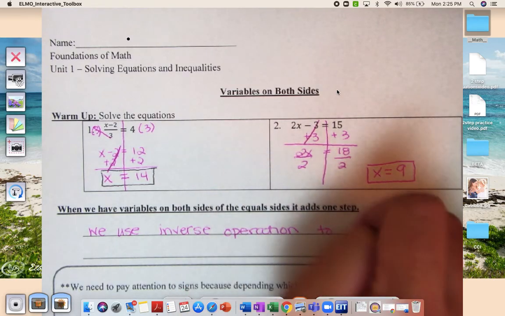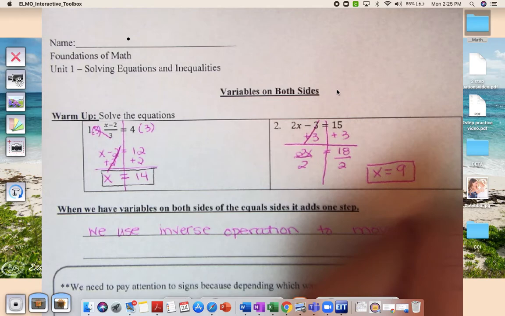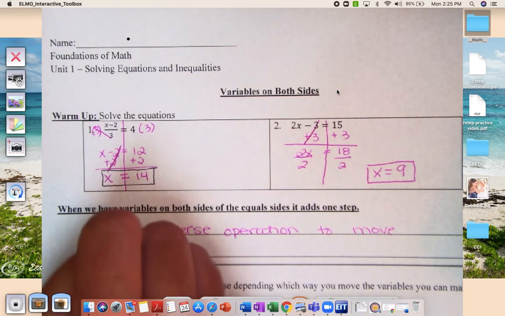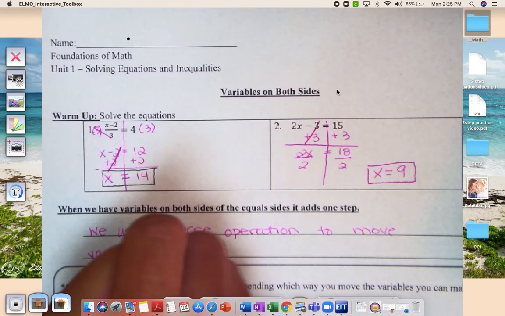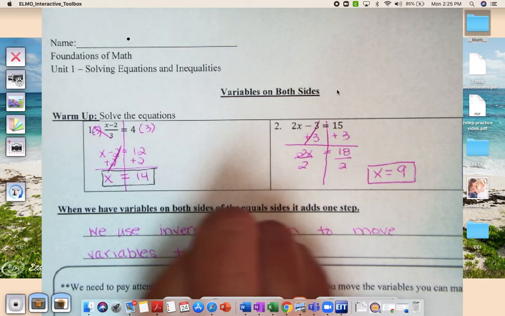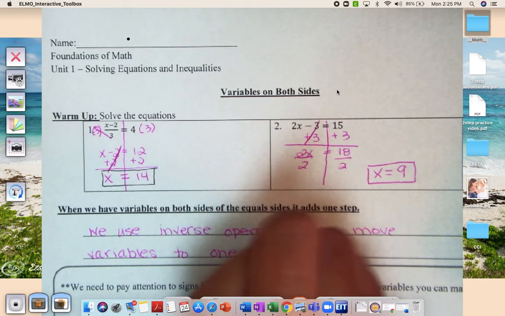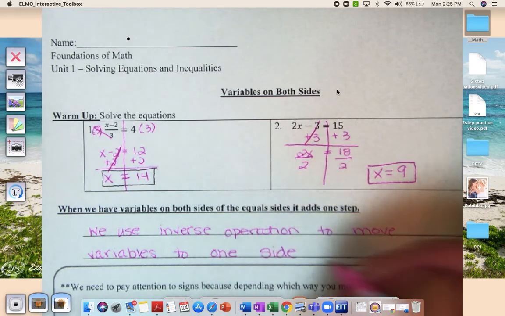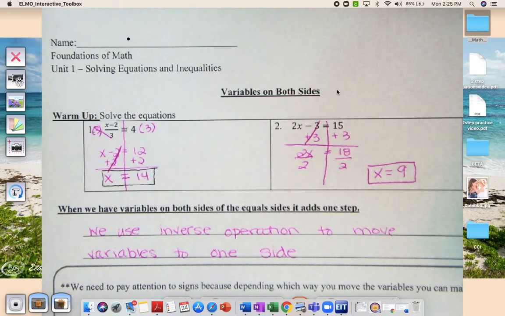If the variables are on both sides of the equal sign, we use inverse operations to move variables to one side. So again, I want you to understand, anytime we cross that equal sign, we're going to be using inverse operations. We are not combining like terms.